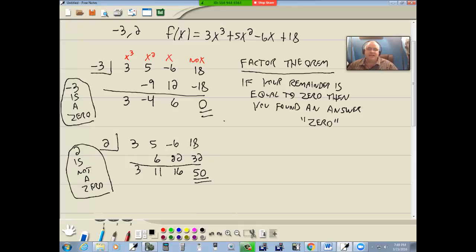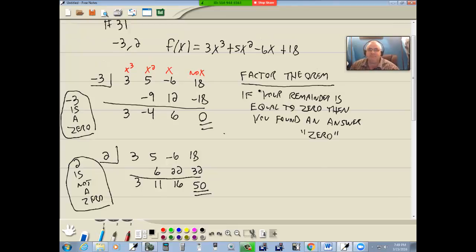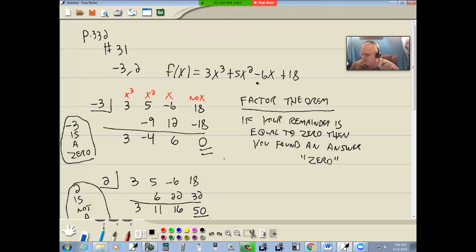So again, that's how you determine if a given number is a 0: whether you come up with 0 as your remainder. Sounds weird. I don't know why they don't call it the 0 theorem, but factor and 0 are actually very closely related. Okay, let me clear that off.